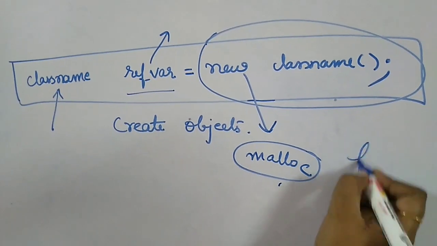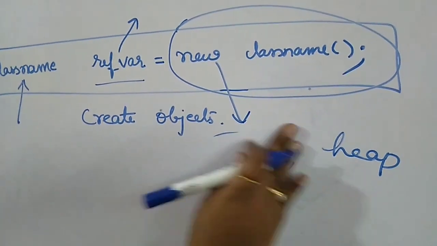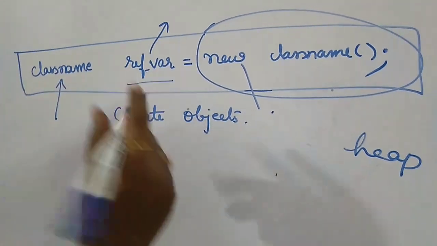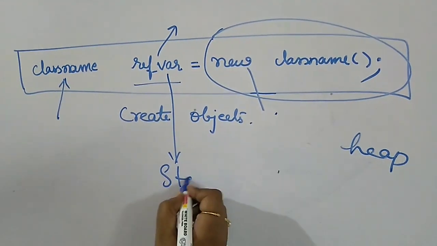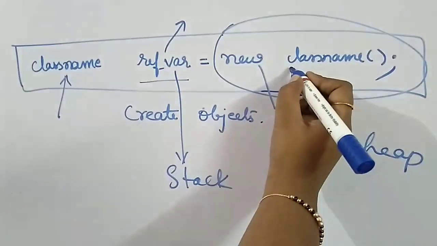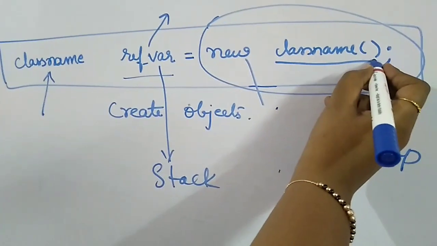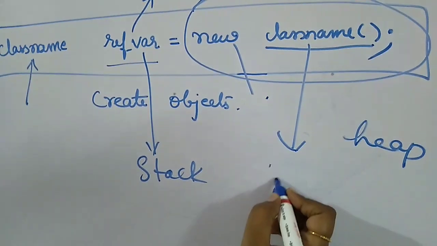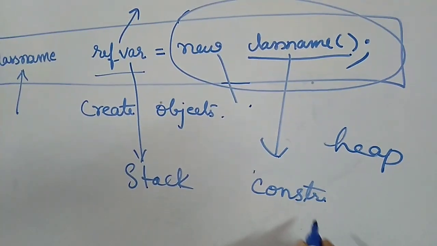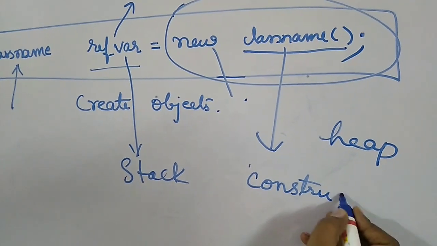Where does the object get created? The object will be created on the heap, and the reference variable will be on the stack. Now class name followed by parenthesis is called the constructor. So after new you will be writing a constructor. A call to the constructor will be made.